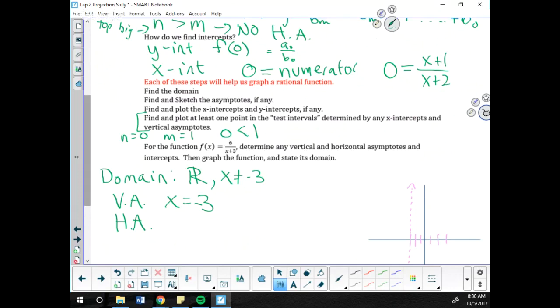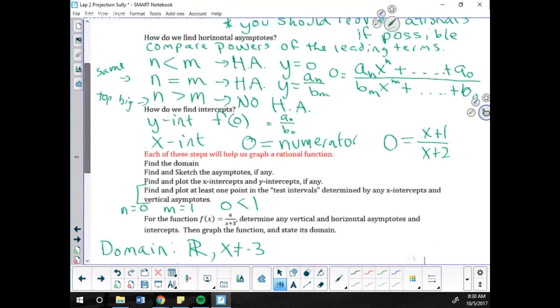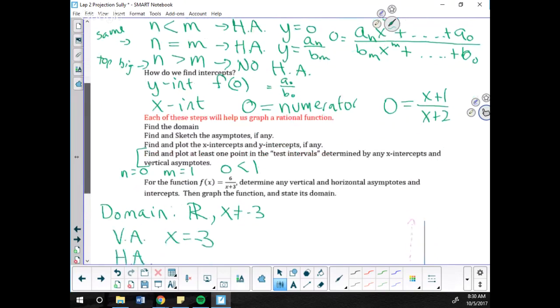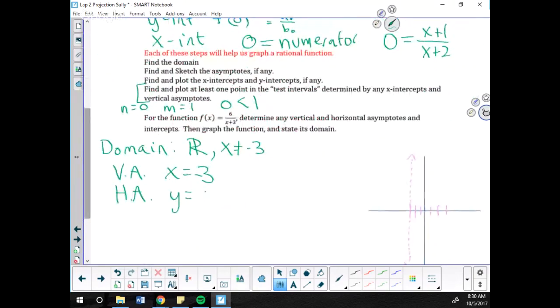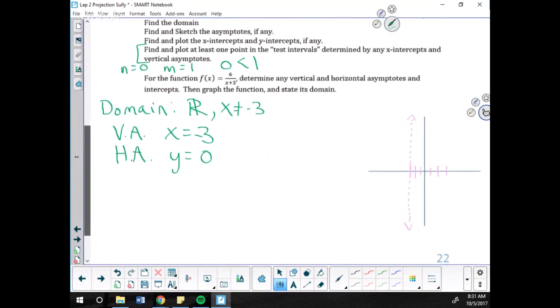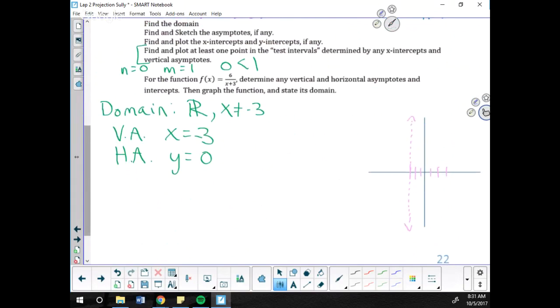You said anything to the 0 equals 1, so why isn't n 1? Because I'm looking for the power, not the actual number coefficient. Just the power. Okay. So if I get zero less than 1, which one am I following? The top. So my horizontal asymptote is y equals 0. I'm going to graph y equals 0 by doing a dotted line right on my x-axis.